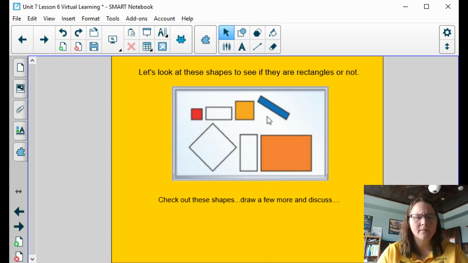How about the orange one? Is the orange one a rectangle? You've got it. It is. It's another special rectangle, isn't it? Called a square. How about this long thing right here, this blue one that's on its side? Is that a rectangle? You're right. It's a rectangle too. It doesn't matter, boys and girls, if it's straight up and down or straight across. It can be at a diagonal. How about this white figure here, this white one that's standing on its point? Is that a rectangle?